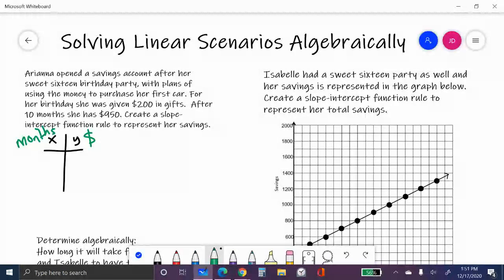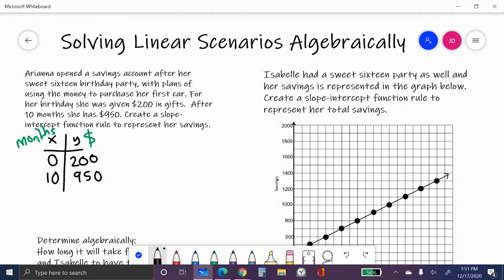All right. So on her birthday, she was given $200 in gifts. So automatically, she was given $200. That was her initial value to start off with. Let me write better zeros. There we go. So at 0 months, it was $200 because that's the initial amount. After 10 months, she has $950 in her savings.